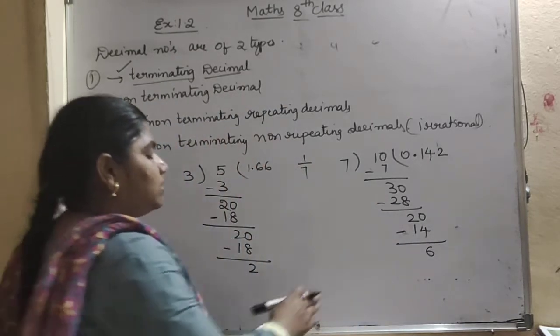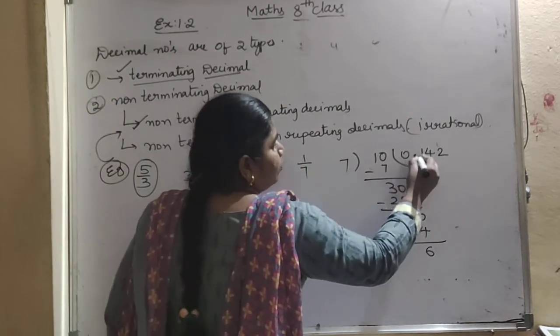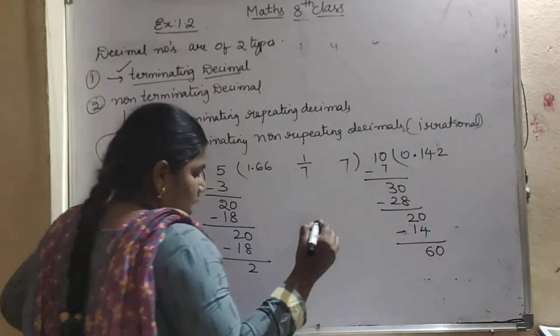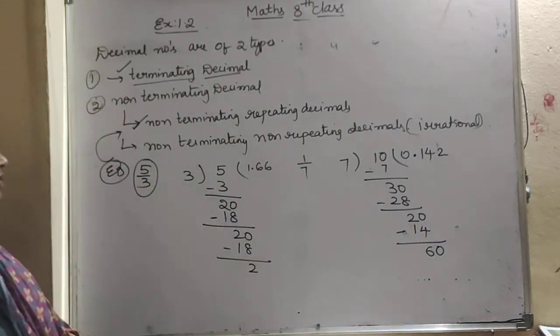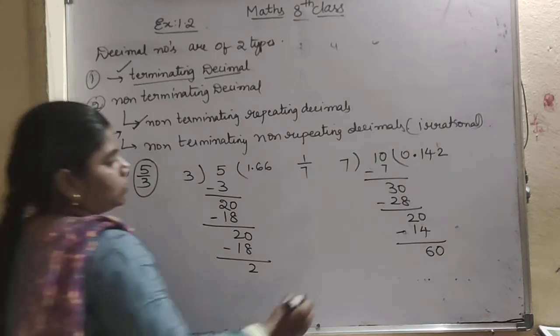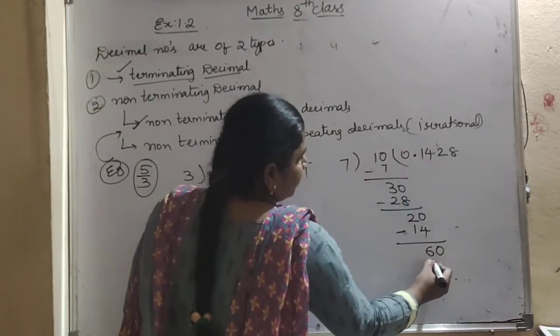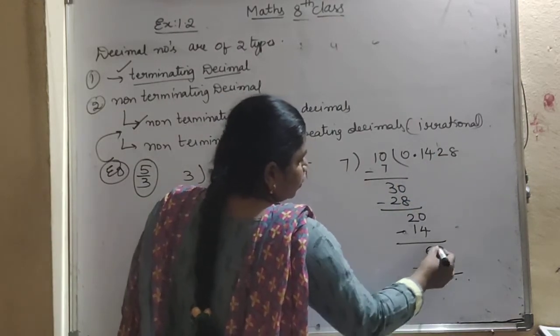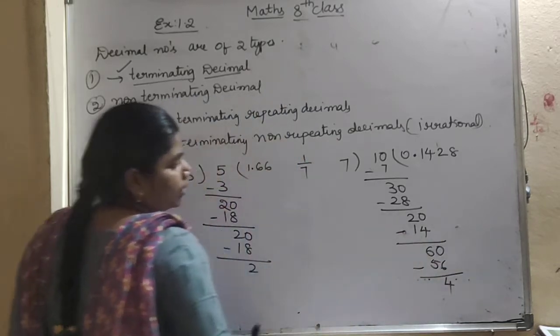Okay, now 6 is less than 7, again 0.0. So how many times can you take now? 7 7s are 49, 7 8s are 56. So 8 times is 56. So you got the remainder as 4 here.